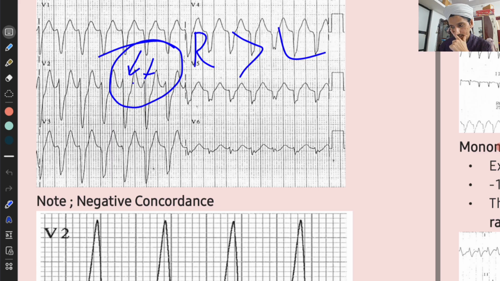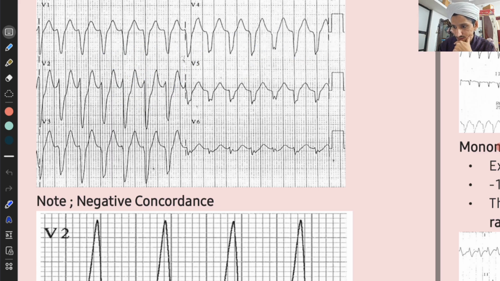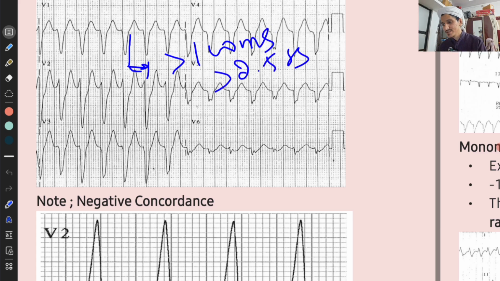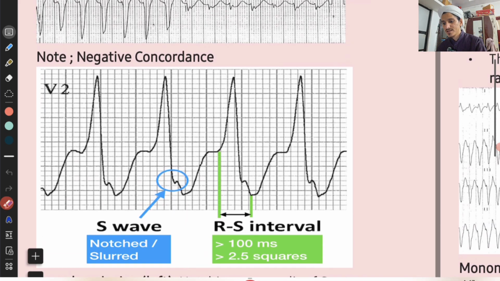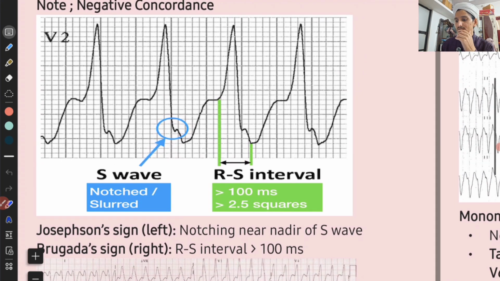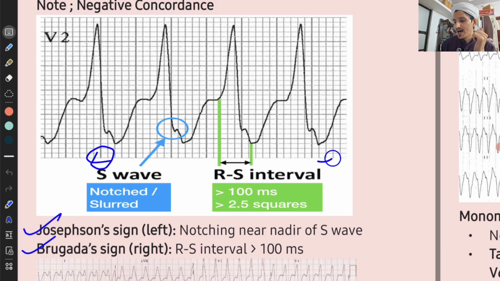And if you calculate the nadir also, from the starting point of the R wave to the nadir, see here, this is more than 100 milliseconds, more than 2.5 small squares. So it is easily VT. You remember this nadir. This is an example of two signs: one is Josephson's sign, on the left side here, and one is Brugada's sign.